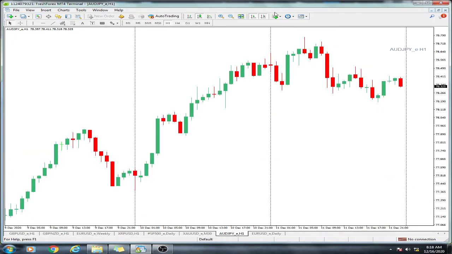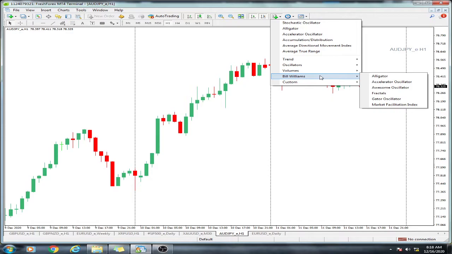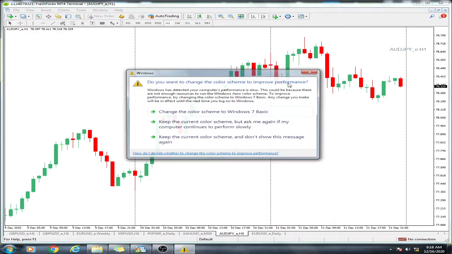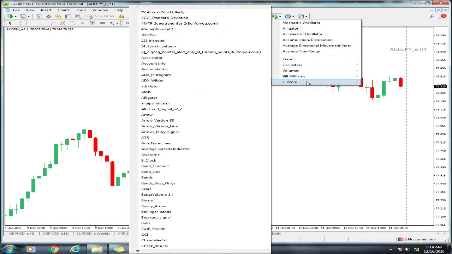The other set of indicators are the volume indicators. This one basically shows you the volume in the market. Then there is Bill Williams, and then we have the custom indicators. This is what the real thing is. This is where you may have an idea which you'd like to turn into a program, but you have to code it. All those programs which you've coded on your own, or those indicators which you've bought online, you can basically find them in this list.